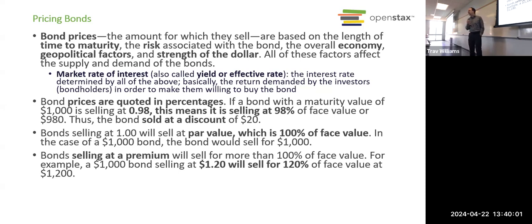Also, just how risky is the organization? If you are about to go out of business, people aren't going to want to buy your bonds. You're going to have to offer a really, really good discount to convince anybody that it's worth taking the risk.